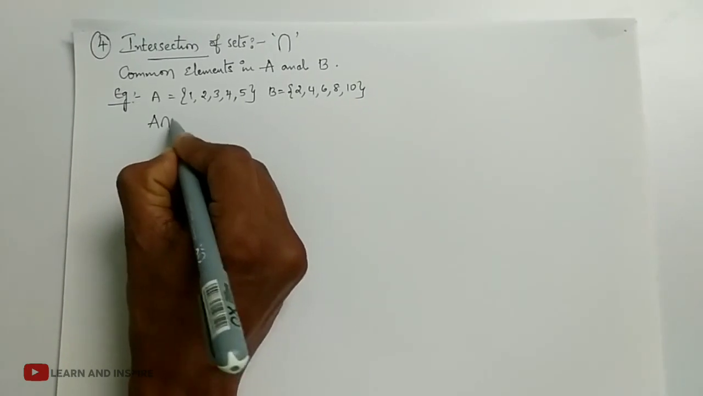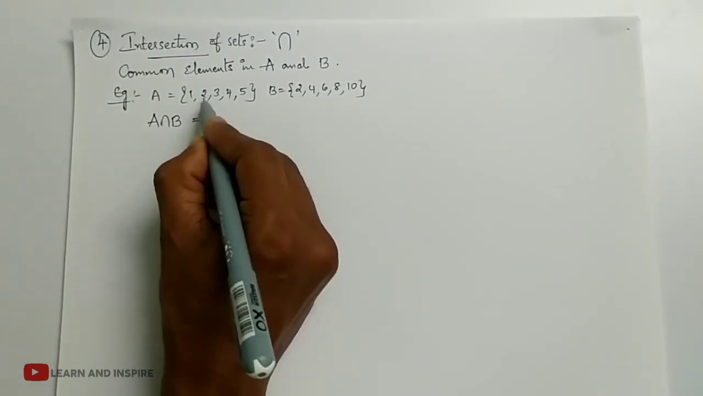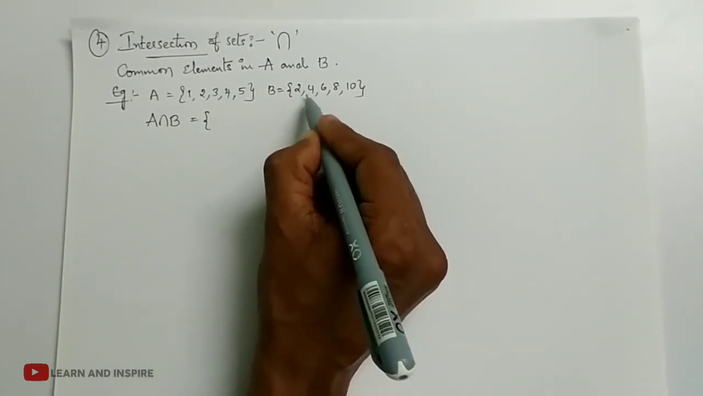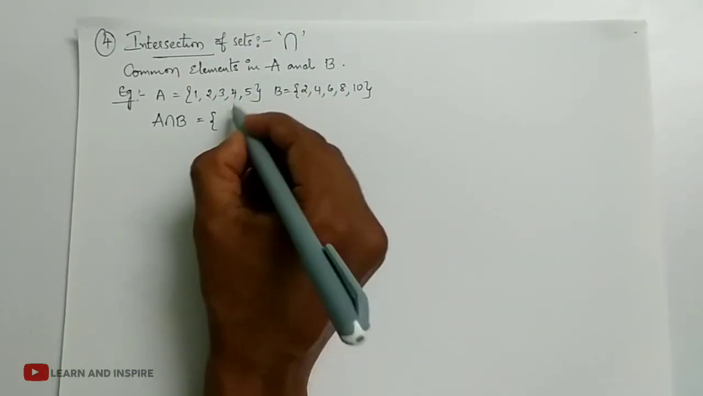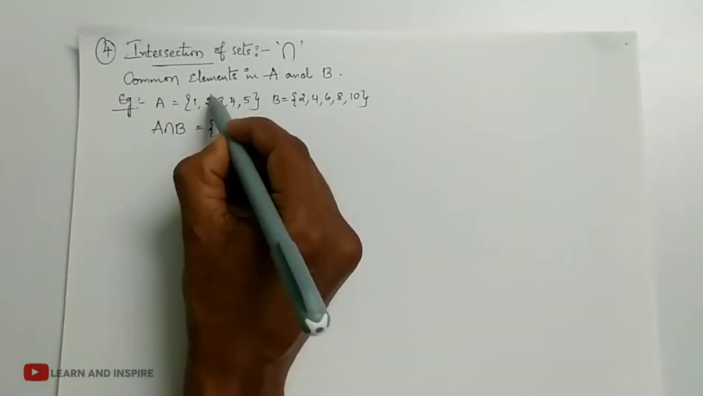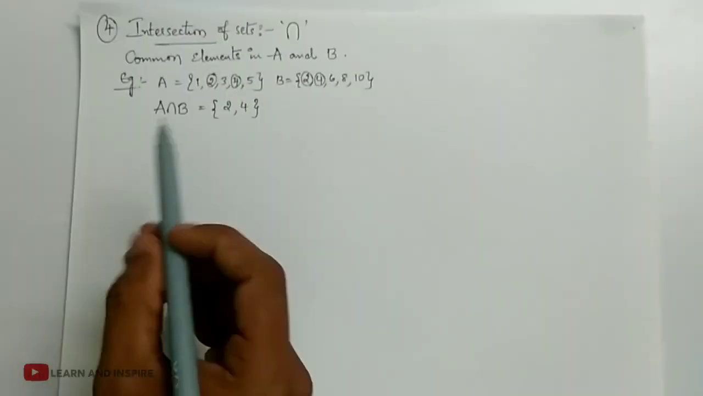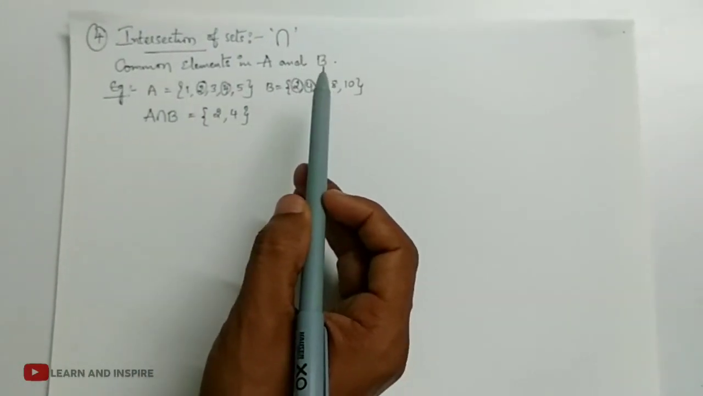So A intersection B is equal to, in the first set we have two elements 2 and 4, and also in the second set we have 2 and 4. So these are the two elements which are common in the first set and second set. So 2 comma 4 are the common elements in the first set and second set. Okay, so intersection of sets is nothing but common elements in set A and set B.